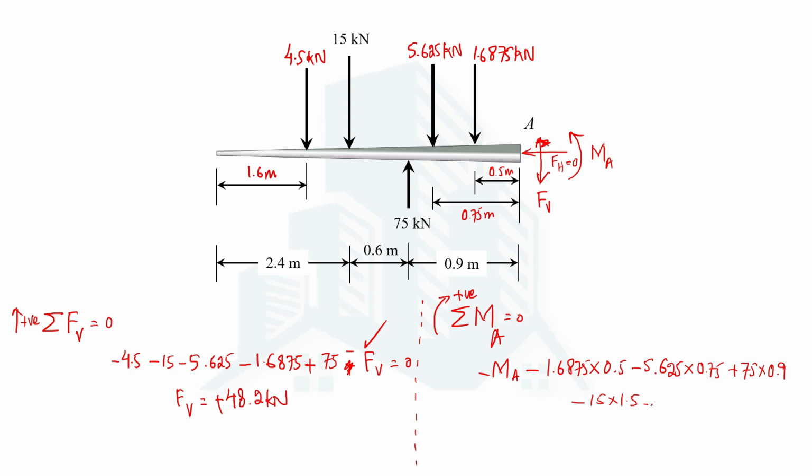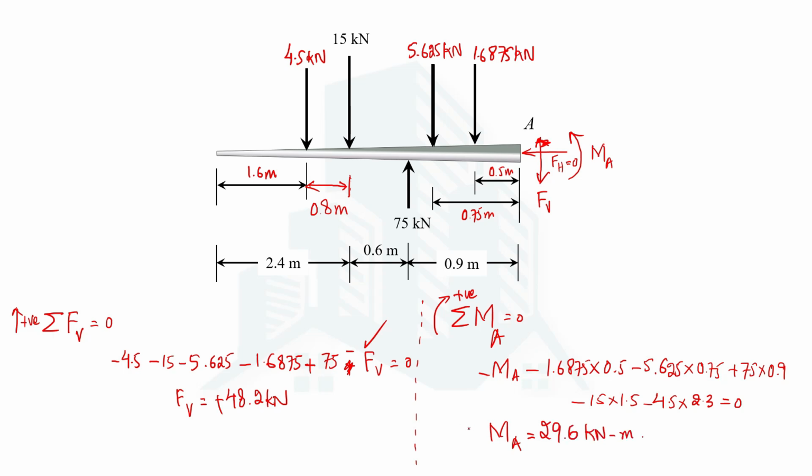4.5 kilonewton force will also be creating anti-clockwise moment. The moment arm will be 0.9, 0.6 plus 0.8. This distance is, the total is 2.4 meters, so this will be then 0.8. So 1.5 plus 0.8 means 2.3, equal to 0. So on doing calculations, we are going to get the value of MA as 29.6 kilonewton meter.